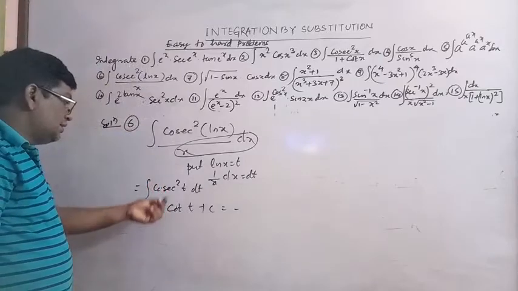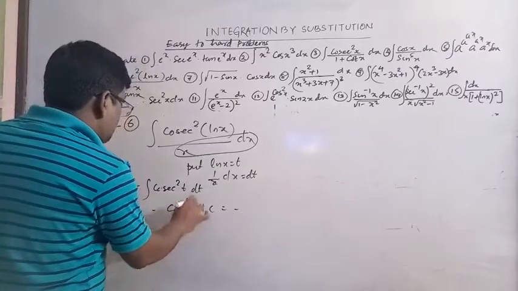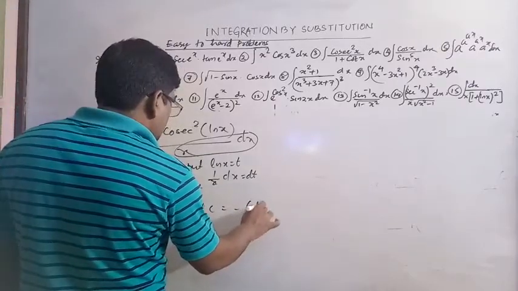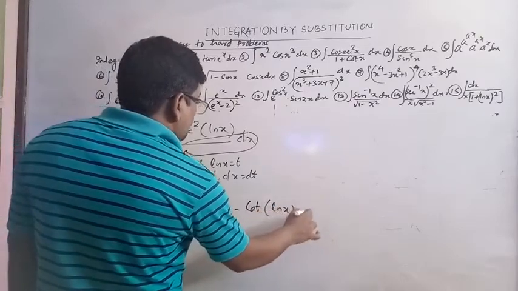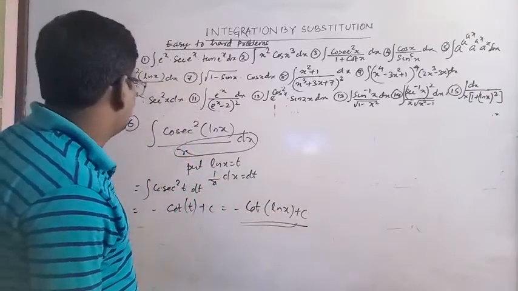Integration of cos square t is minus cot t plus c. So this is equal to minus cot t, where t means log x, plus c. This is the answer of question number 6.